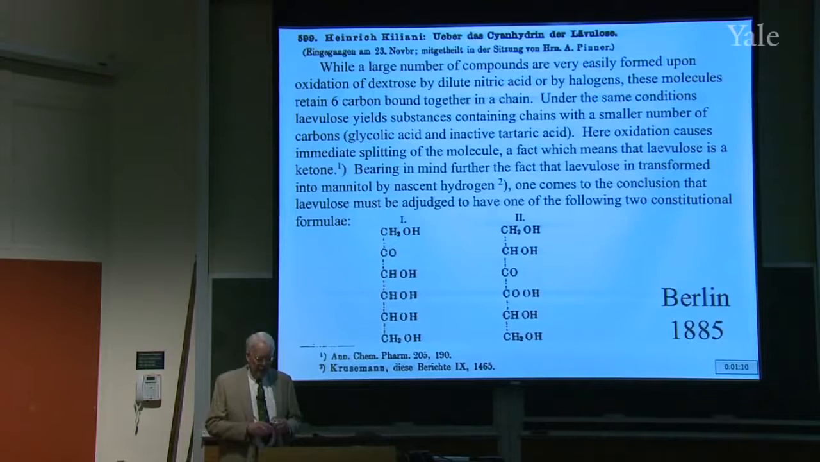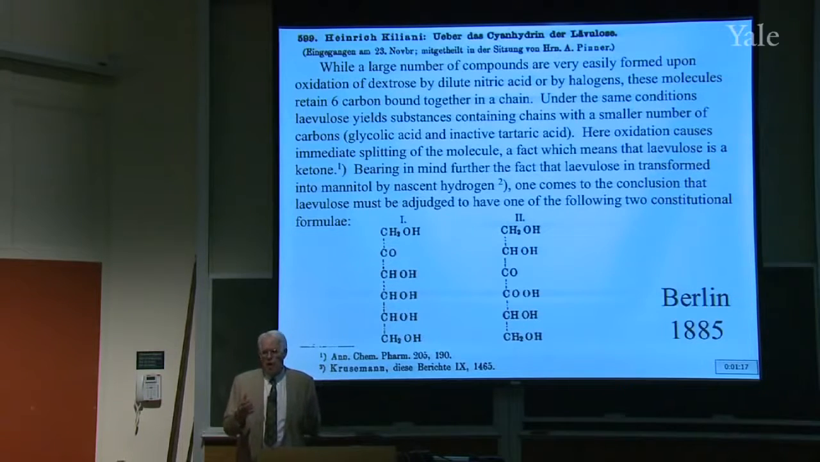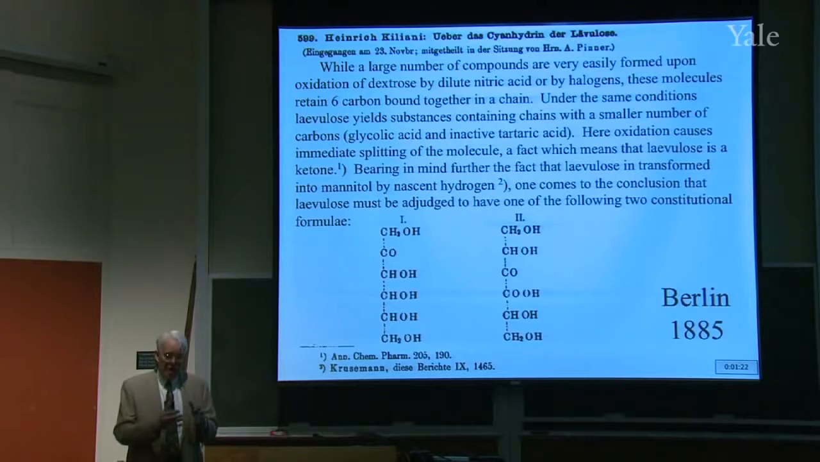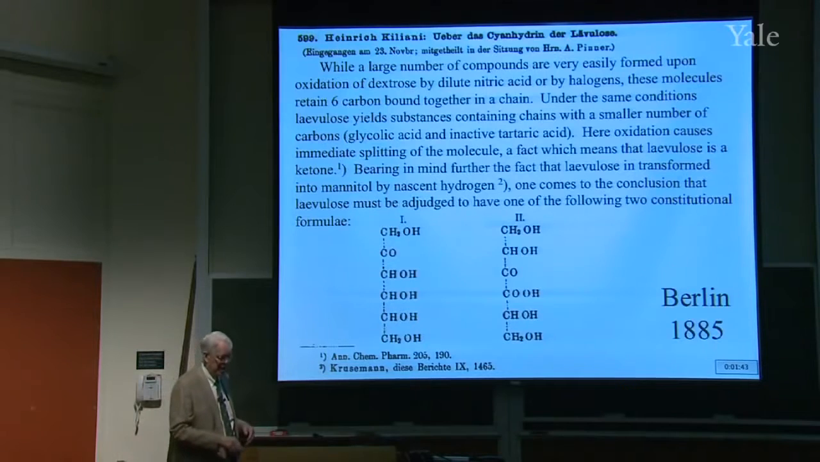Bearing in mind further the fact that levulose is transformed into mannitol by nascent hydrogen. Nascent means at the time it's being born. They had this interesting idea in those days that when they dissolved sodium in alcohol, it generated hydrogen, right? But this hydrogen was more reactive than most hydrogen and could reduce things that normal hydrogen gas couldn't do. So they said it was nascent hydrogen that could do things. In fact, of course, it was the metal actually transferring electrons to the compound to be reduced.